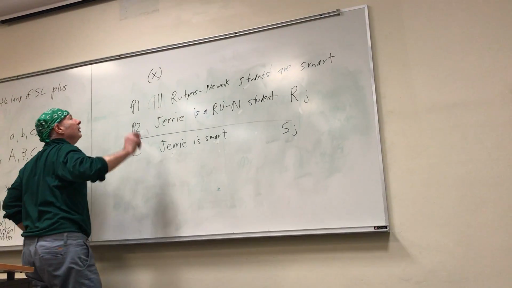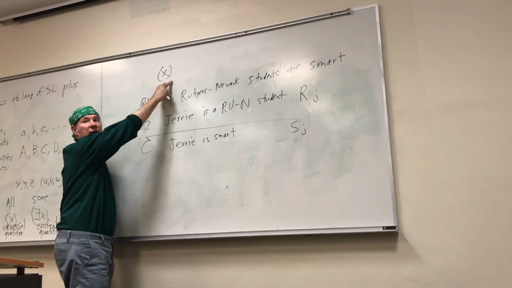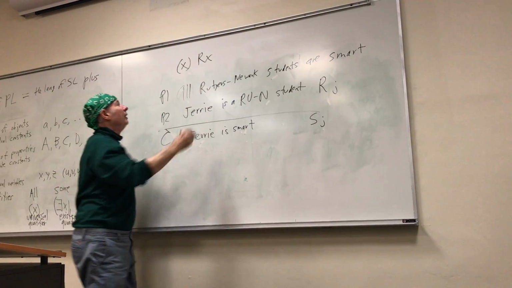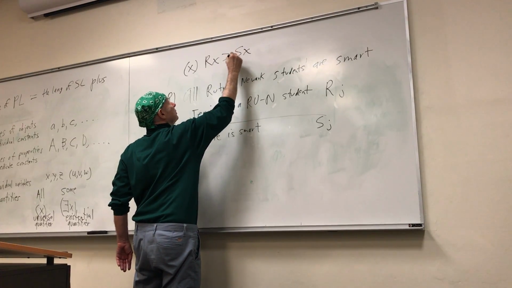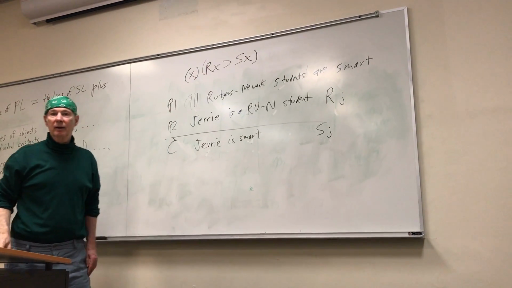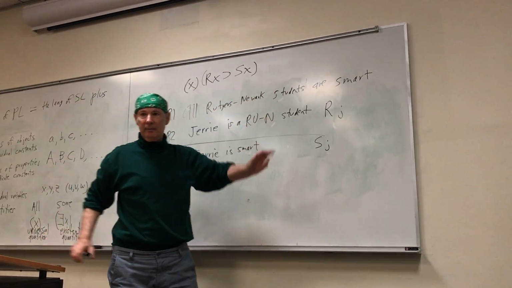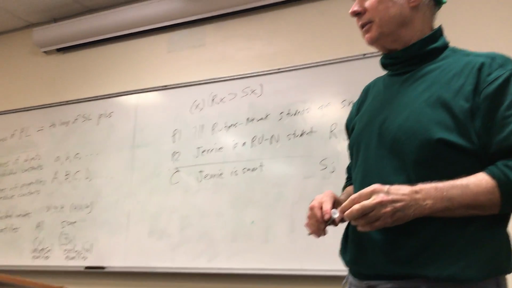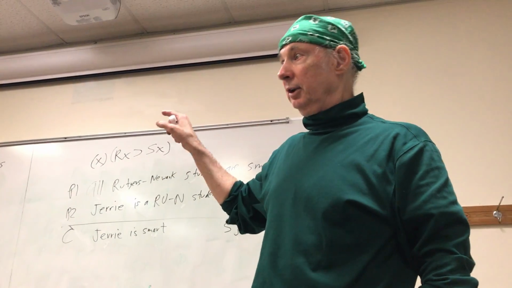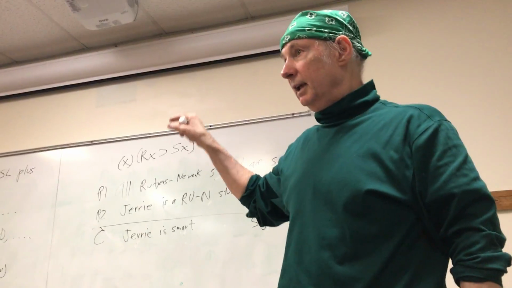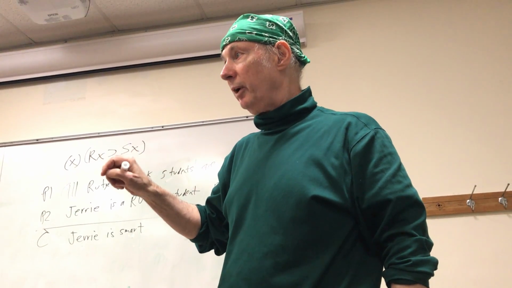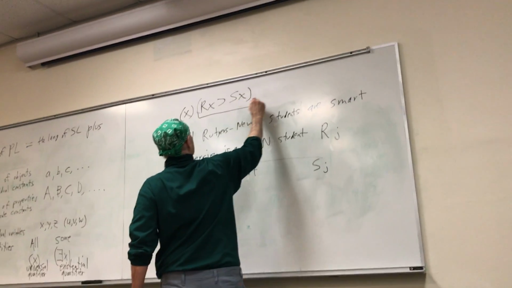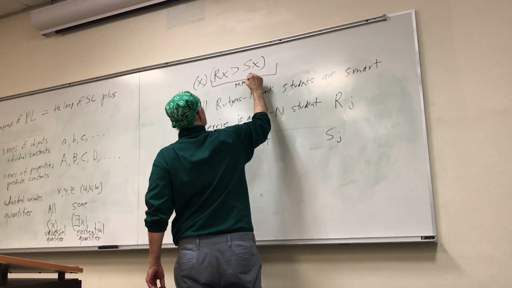Here's how you do it. Look at all the objects in the universe. If one of those objects is a Rutgers student, then that object is smart. So this thing to the right is a property that the objects have. And for each object in the universe, that property is true of it. If it's a Rutgers student, then it's smart. So what this does, this thing, it's called the matrix.